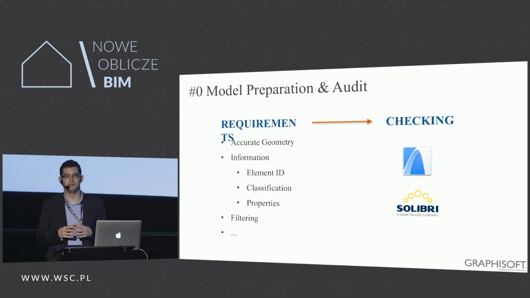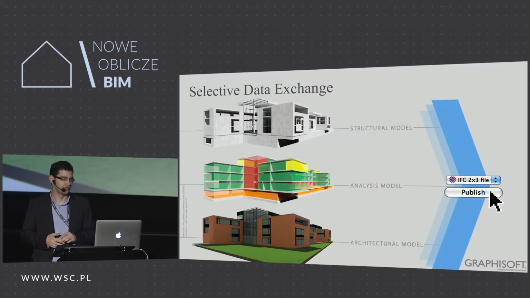Then, of course, we need to filter our model to send only the relevant part to the other participant. Let's see an example of that. These are different 3D views of the same building. On the bottom, we see the whole architectural design, which is good for coordination, for clash detection, for example. But we only need to give a certain set of this information to the MEP and structure engineer.